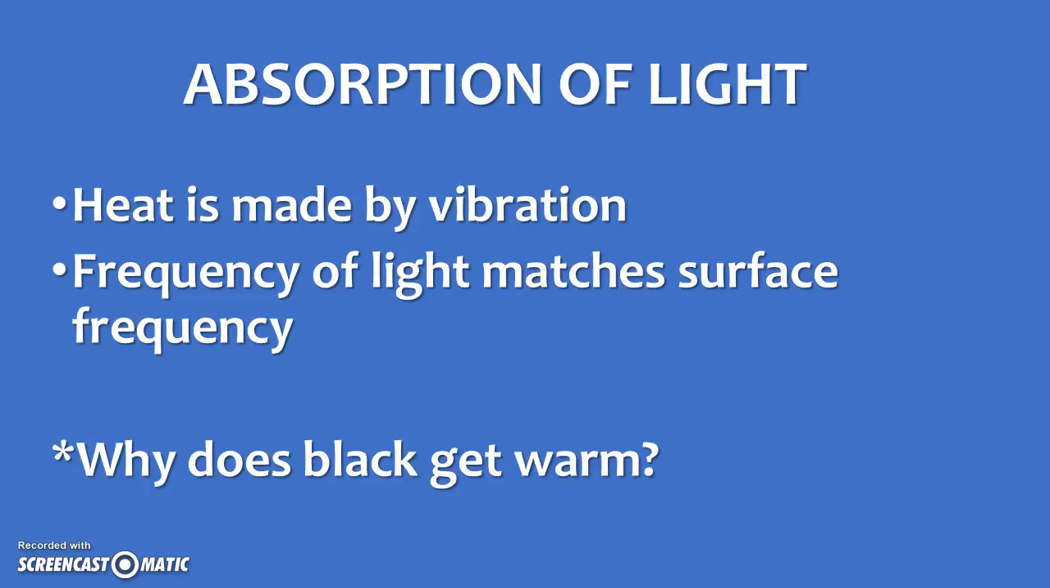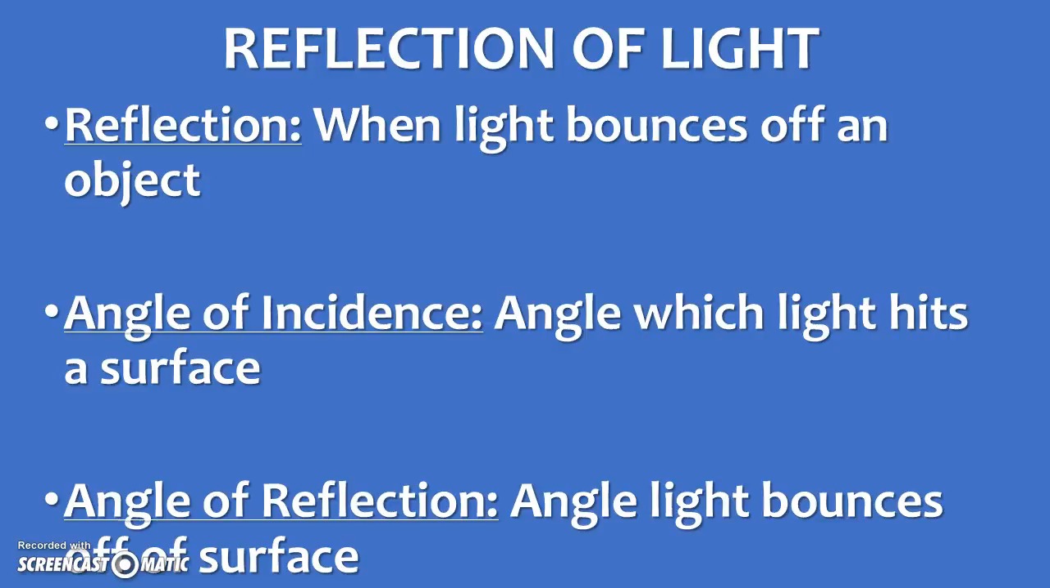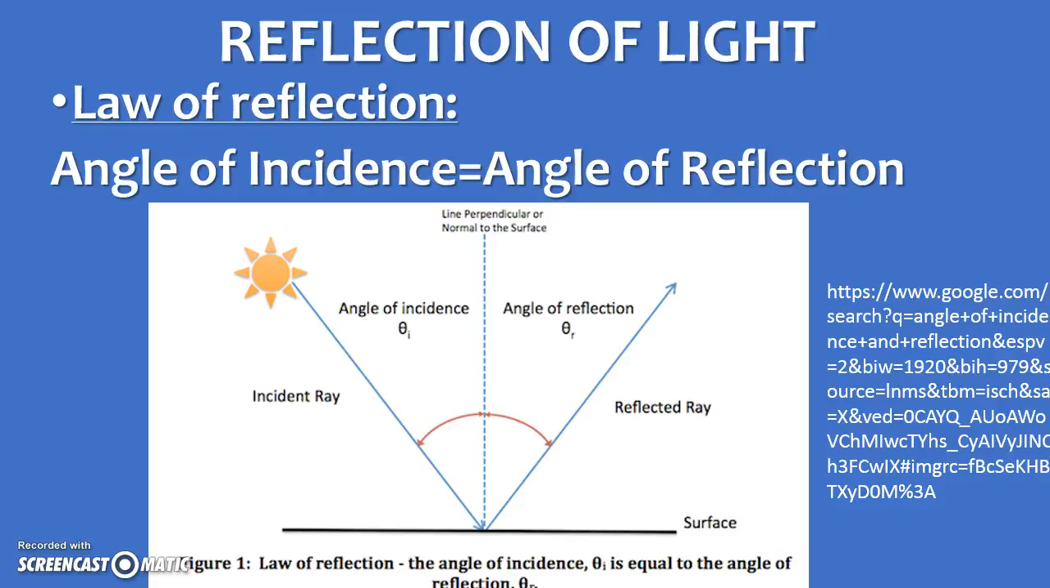All right, so how does light reflect off of surfaces? Well, reflection is defined as when light bounces off an object, as simple as that. When something reflects, there's the angle of incidence, which is how the angle hits a surface and how it's coming in to the surface. And then the angle of reflection, which is how the light bounces off of the surface. The law of reflection states that the angle of incidence has to equal the angle of reflection.